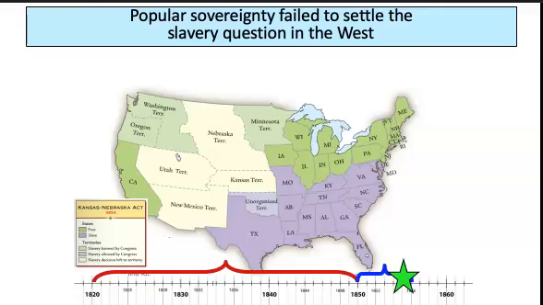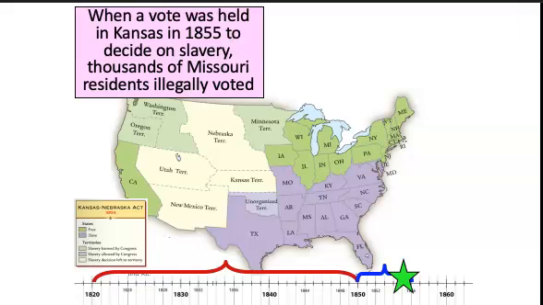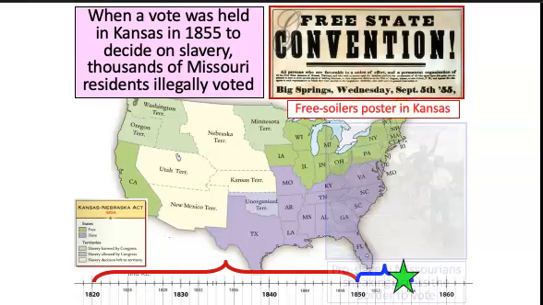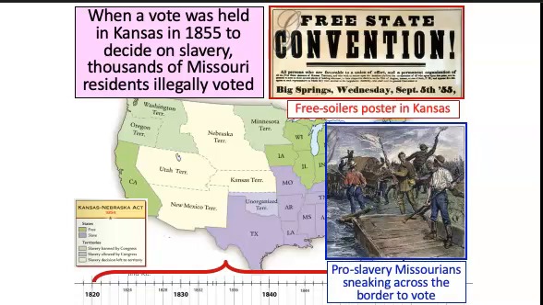And in 1855, there is a vote in Kansas to decide on the issue of slavery. The problem is that the vote doesn't go very well. Voting protocols weren't very good back in this day, and a lot of people voted illegally. In fact, thousands of residents from Missouri are going to illegally vote in the Kansas election. And entire groups in Kansas will start to organize themselves into either pro-slavery or anti-slavery factions.